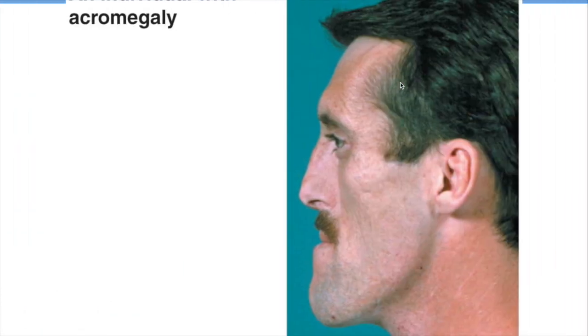Then in acromegaly, growth hormone levels rise after puberty, and bones can't grow in length anymore, but they get thicker, especially bones in the face, jaw, and hands. So that's acromegaly.